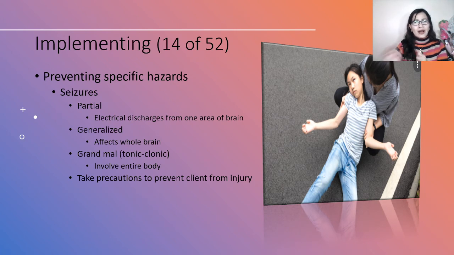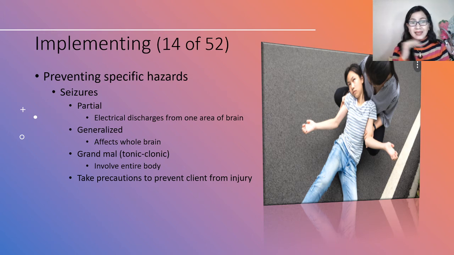Okay, so we have preventing specific hazards such as that of seizures. When there's partial, there are electric discharges from one area of the brain. So that's partial. So it's just the aura, or the occurrence will just be quick.